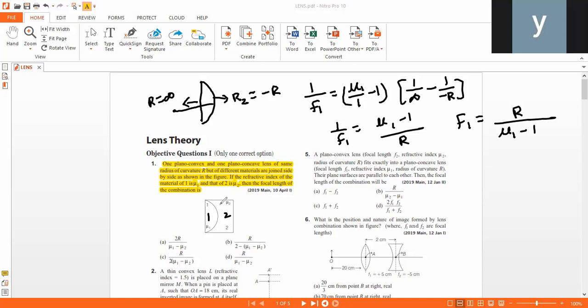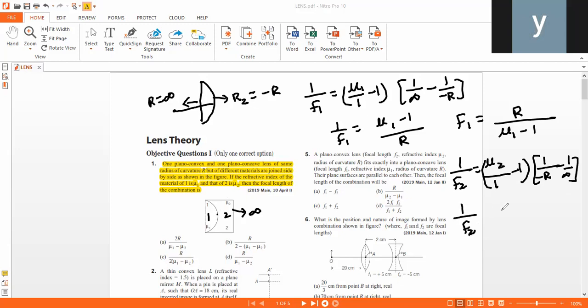Now see, for material 2, the radius of curvature is negative, and for this surface the radius of curvature is infinity. So 1 by f2 equal to (mu2 minus 1) times (1 by minus R minus 1 by infinity). That is 1 by f2 equal to (mu2 minus 1) by minus R. So f2 is equal to minus R by (mu2 minus 1).